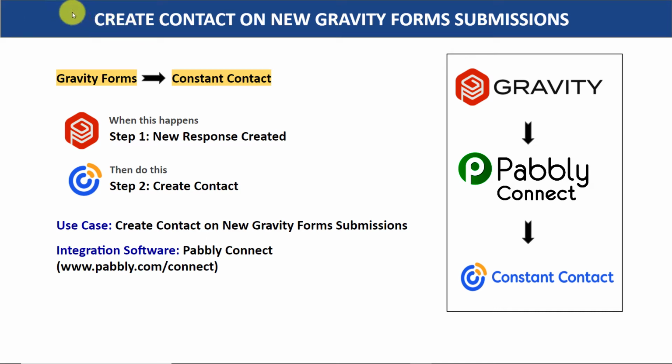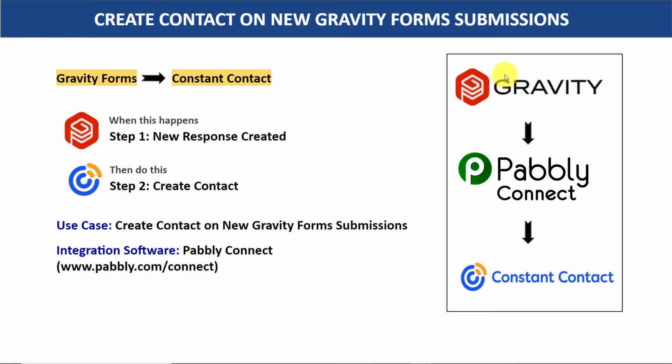Hello everyone. So in this video we will learn how to create a contact on a new Gravity Forms submission. Imagine this, you have generated a new lead called John from Gravity Forms. You have John's name, email address and all those details. Now the idea is that you want to add John as a contact in Constant Contact, maybe to send him a confirmation email or follow-up messages in the future.